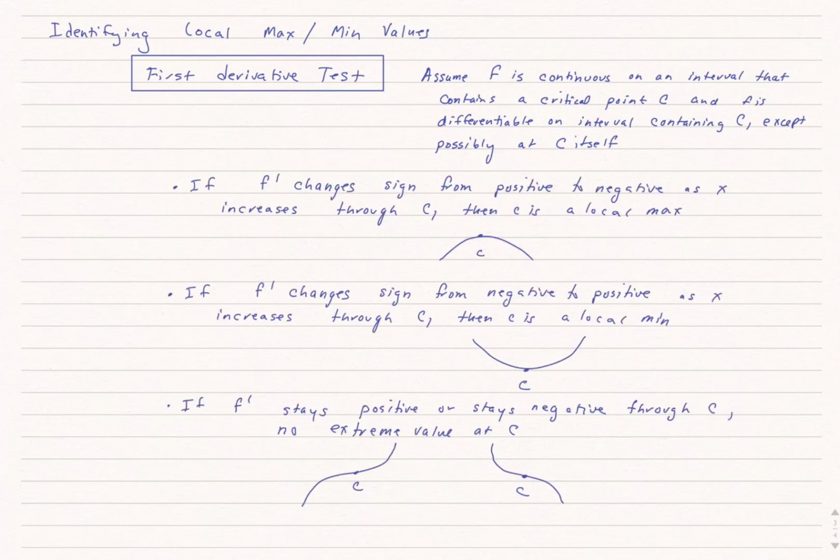If the derivative of f changes sign from positive to negative as x increases through c, then c is a local maximum. If, however, f prime starts negative and then goes positive as x increases through c, then c is a local minimum. If f prime stays positive or stays negative as you go through c, there is no extreme value at c. And I've drawn graphs of these three situations.